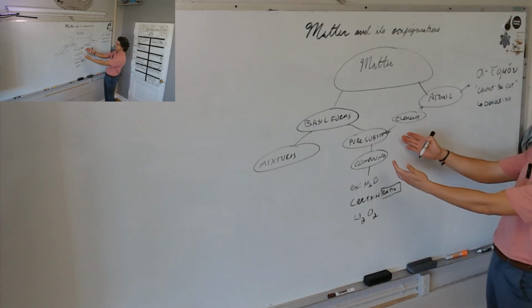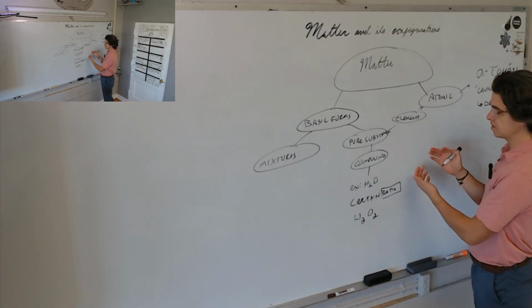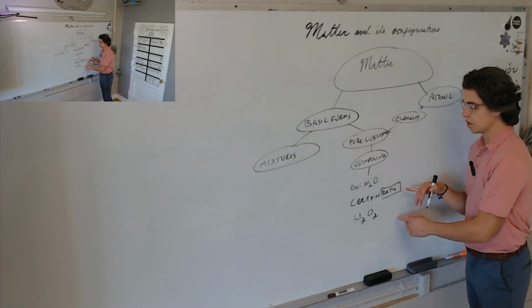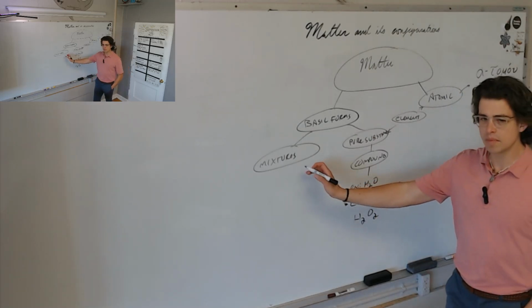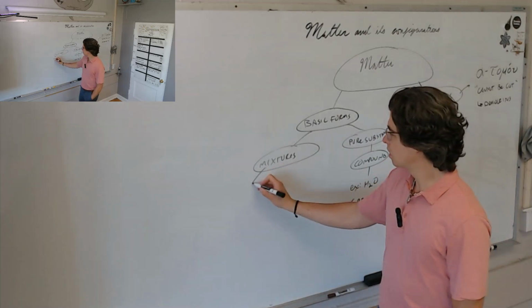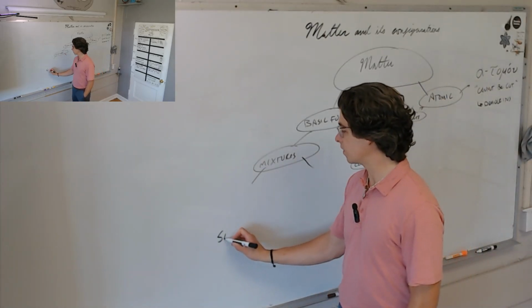So pure substances can be compounds or elements. And if they're compounds, the ratio also determines what that compound is. But what about mixtures over here? Solutions. Okay, solutions are a kind of mixture. We'll put that down here.